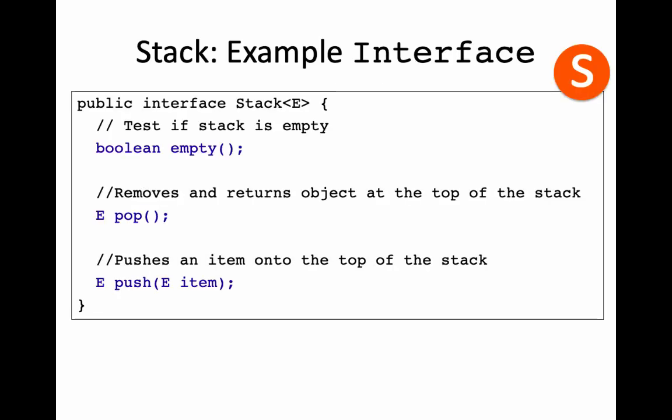Okay, so here's how I designed my stack interface. I had it as a parameterized type, so you can see that E is the variable name I picked for the type of thing that my stack could hold. I added an empty method that returns a boolean, and I added methods pop that removes and returns an object, and push that adds an item, again of type E.